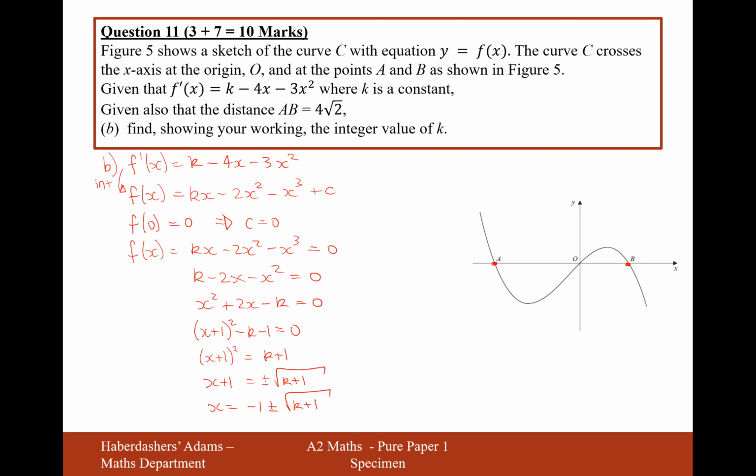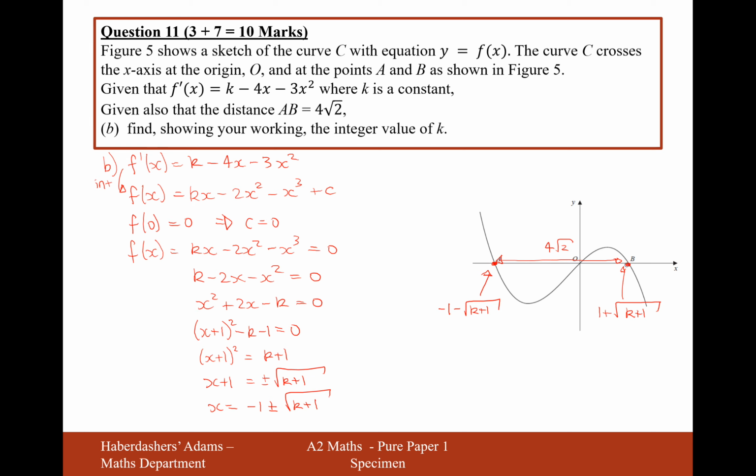Okay, so how does this help us? Well, we know that one of these roots, this one here, is probably going to be -1 minus the square root of k + 1. And then this point here is going to be the more positive solution, which is -1 plus the square root of k + 1. Now, if we know the difference between this and this is equal to 4 root 2, then when we subtract one from the other, we are going to get 4 root 2.